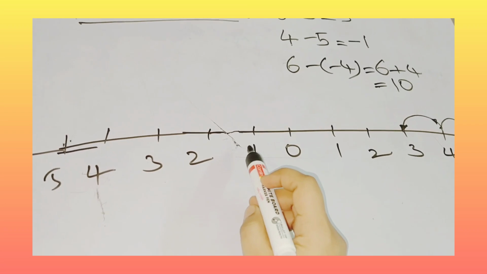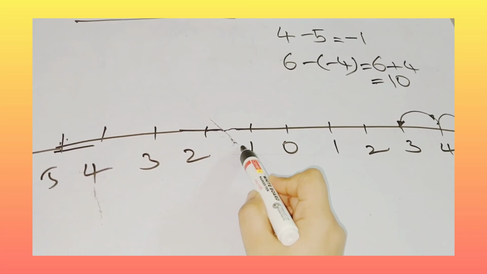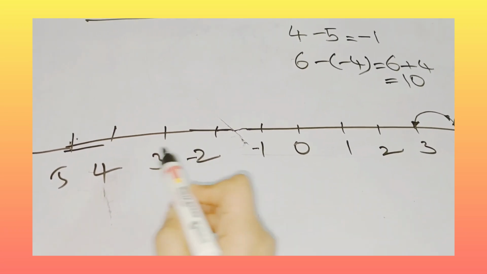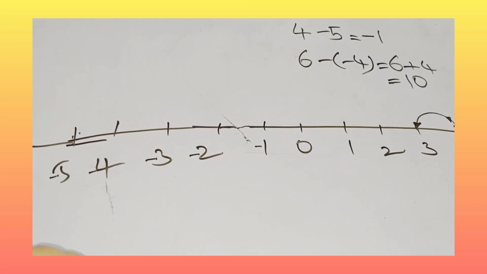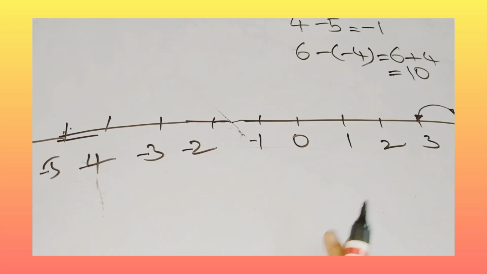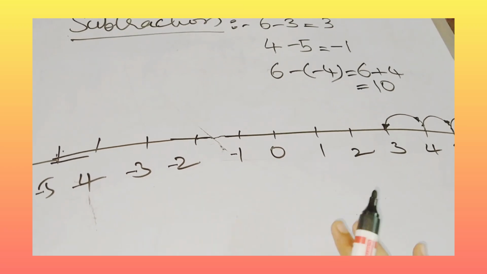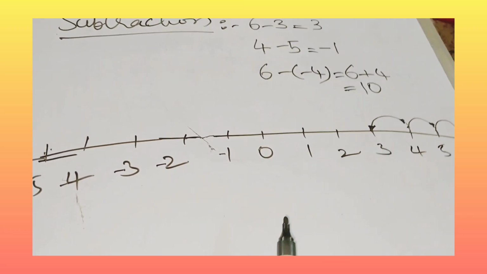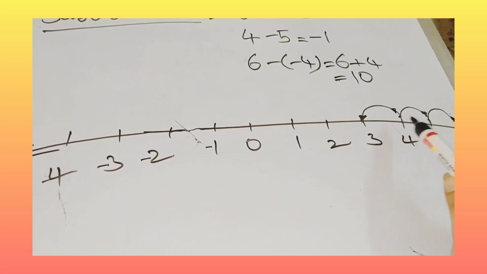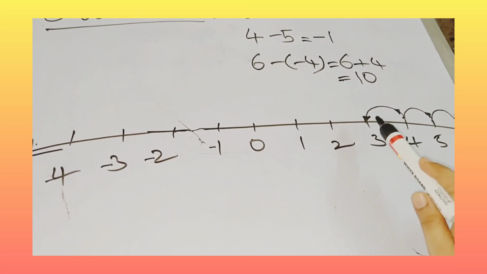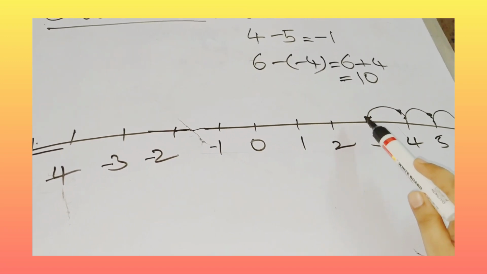Here we'll take the negative numbers. Here minus 1, minus 2, minus 3, minus 4 and minus 5. Now what we have to do, 6 minus 3 we have to take now. So 6 minus 3 means you have to move the curve to the left side. In the addition you have to move the curves to the right side.